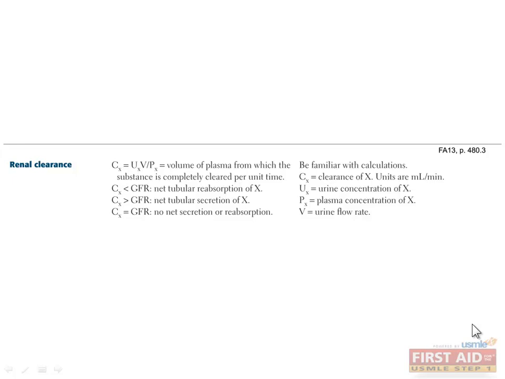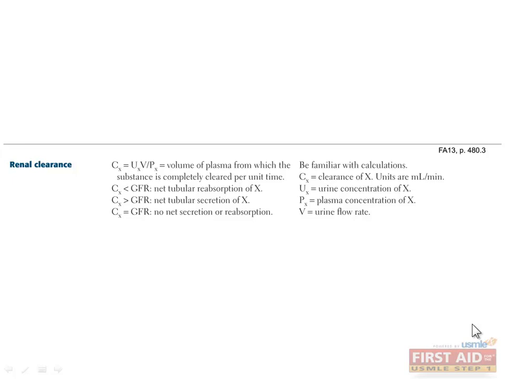Let's start with renal clearance, a concept that is especially important for pharmacology. Clearance basically describes how much plasma is cleared of a certain substance X over time. One important thing to remember about clearance is how it compares to GFR, which we'll talk about in a minute. It's also important to remember how that relates to the net absorption or secretion of a particular substance.